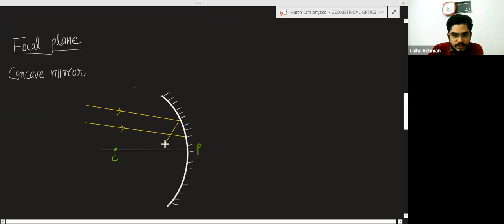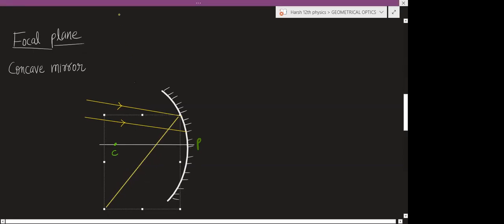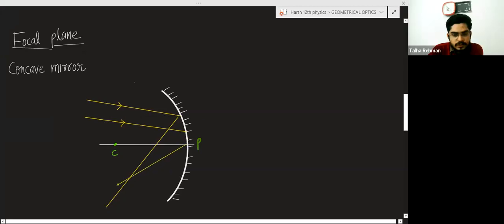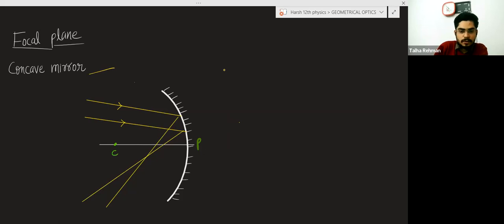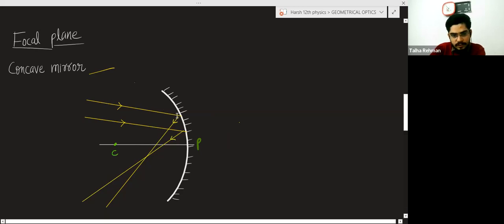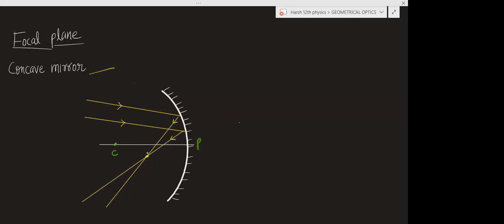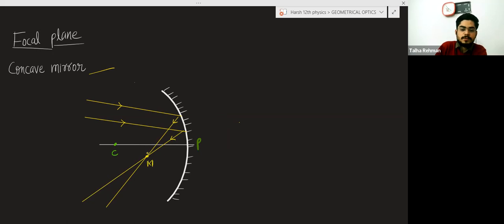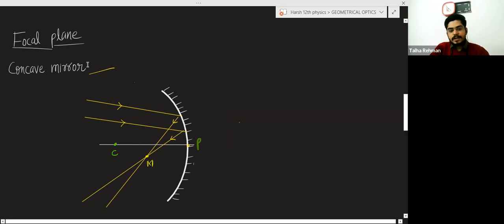This is the reflection of this ray, and this is the reflection of this ray. After reflection, this is going in this direction. Incident ray, reflected ray. These rays are meeting at a point. Suppose this point is M, and this is the pole. So these rays are meeting at a point M.